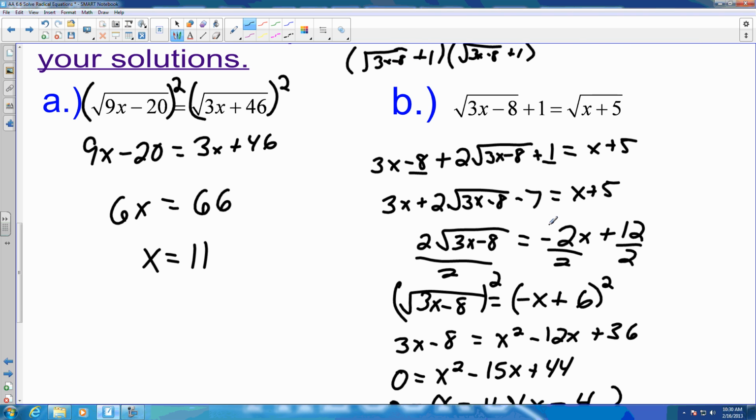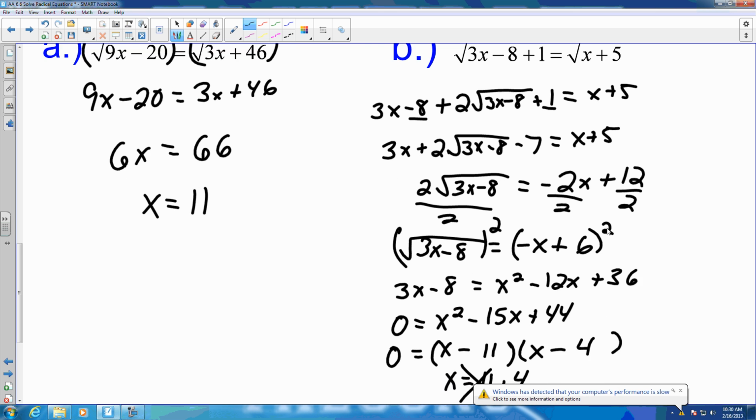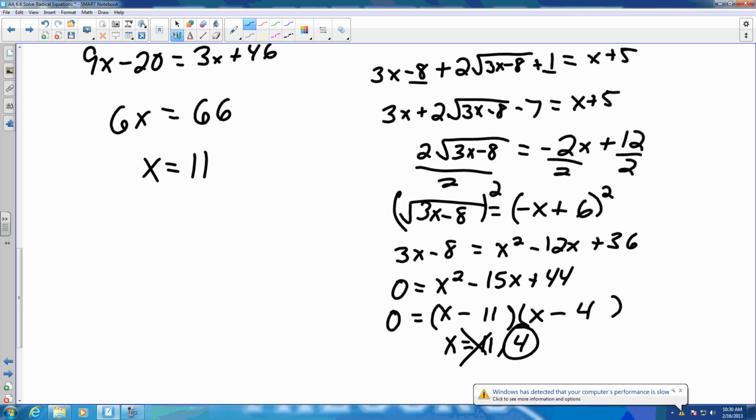So now if I use 4, 4 times 3 is 12, minus 8 gives me 4. The square root of 4 is 2. 2 plus 1 is 3. If I use x is 4 on the right-hand side, 4 plus 5 is 9, and the square root of 9 is 3. So 3 equals 3, checks out. So the solution that I need is x equals 4.